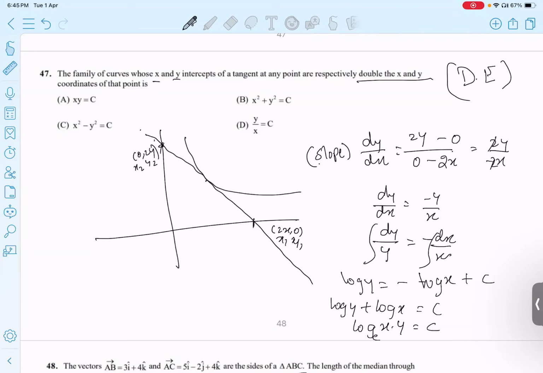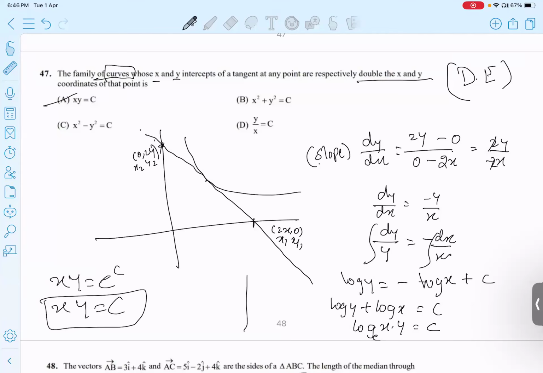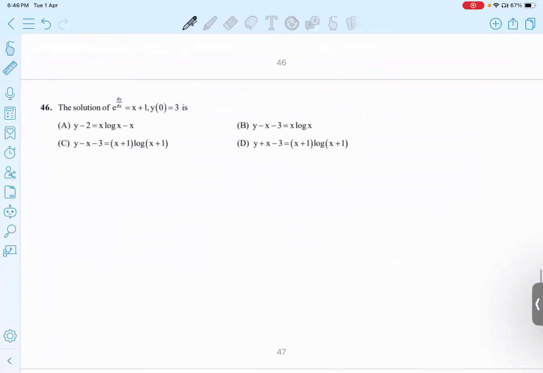If I call the base as e, from the definition of the logarithm, this can be written as xy is equal to e power c. E power c is a constant. So x into y is equal to c. Students, x into y is equal to c is called a rectangular hyperbola. So the shape of the curve is a rectangular hyperbola. They have not asked what the shape of the curve is. We just want to know the equation of the curve. That is xy equal to c, which is the right answer. Yes, moving on to the next question.